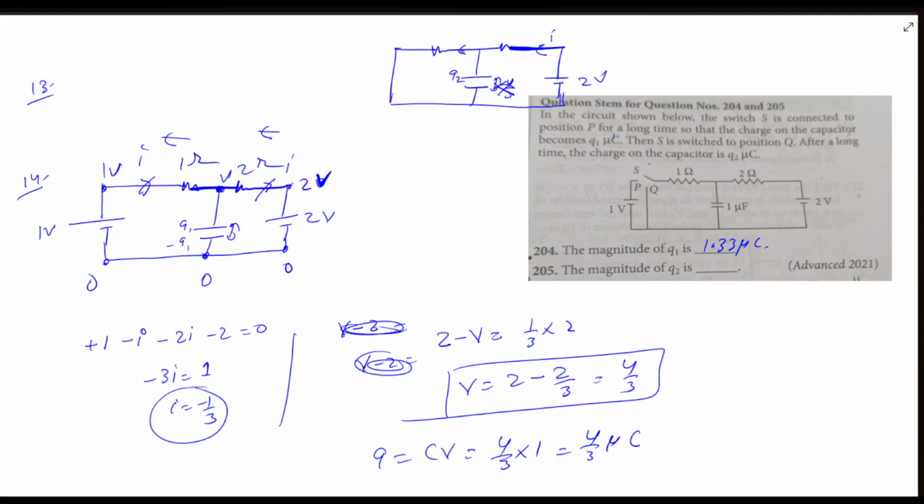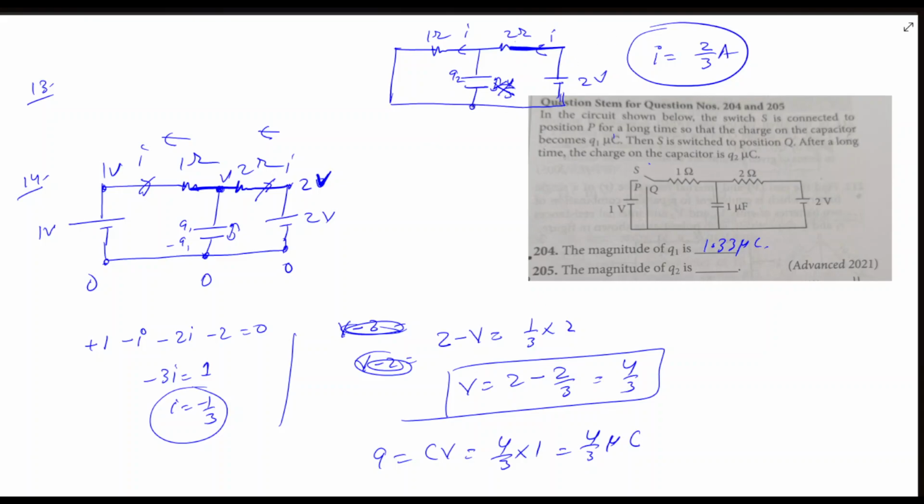Let's say it is I. So this is 1 ohm, this is 2 ohm. Now the current will be simply, so this is in series, so this is 3, this is 2. So 2 by 3 ampere, right?